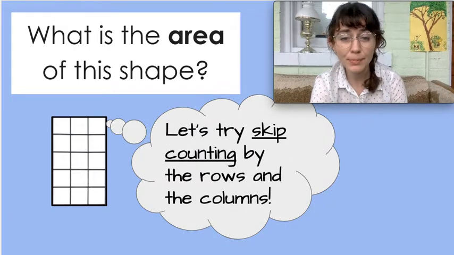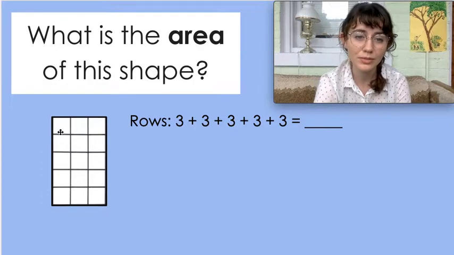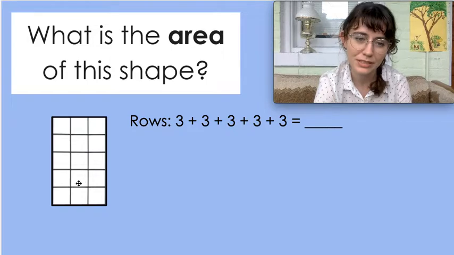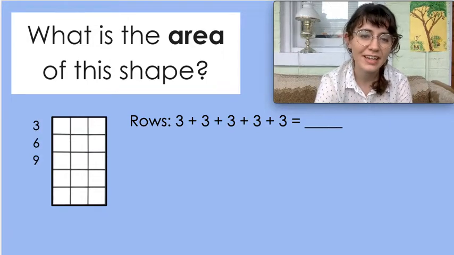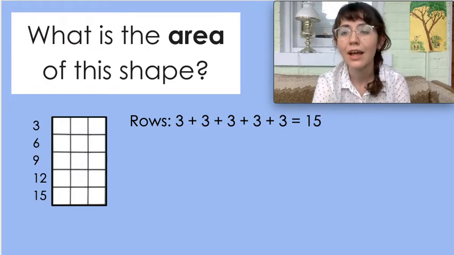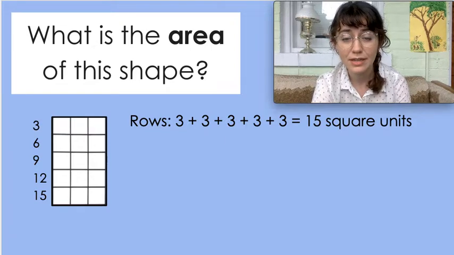We're going to try skip counting by the rows and the columns. So first let's do the rows. We could skip count by 3s. 3 plus 3 plus 3 plus 3 plus 3. So I would get 3, 6, 9, 12, 15. That's 15 square units. That was pretty easy. That was a lot easier than counting by ones.